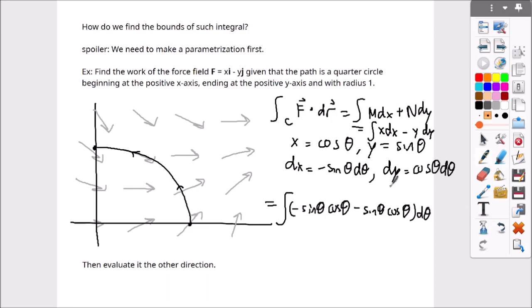How do I end up with that? Well, M is x. So what's x? x is cosine theta. It's cosine theta right here.